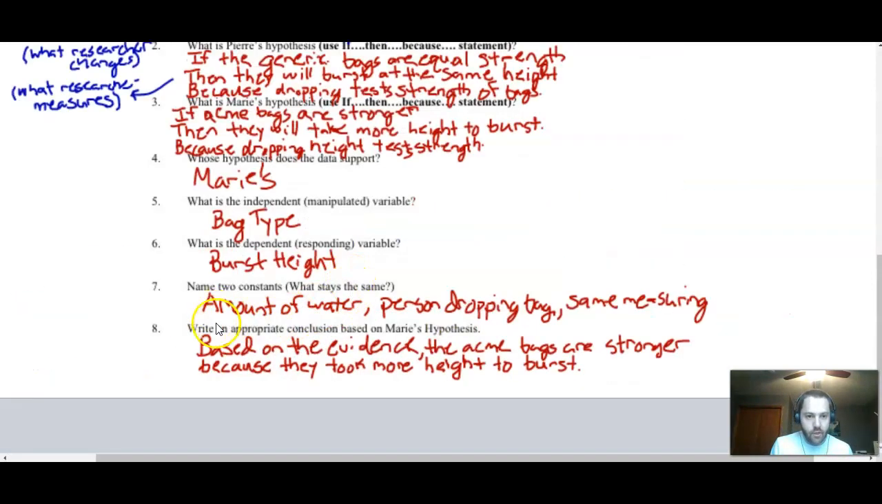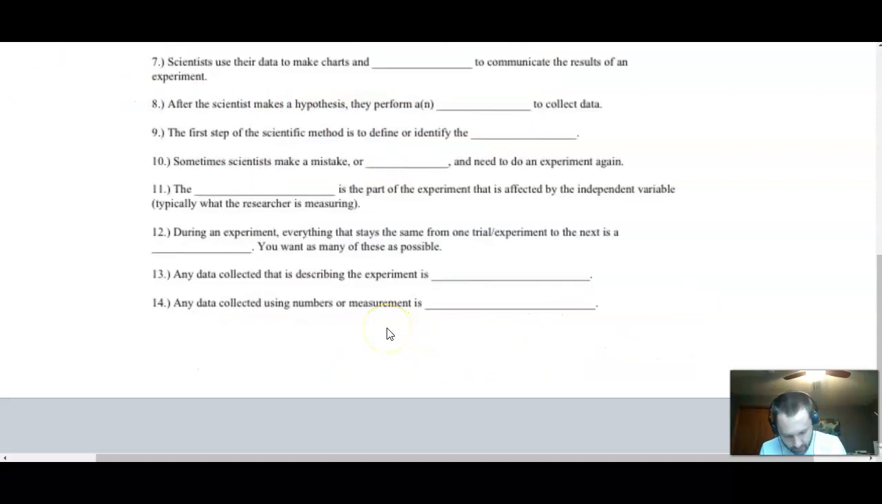After an experiment, scientists write, we actually just did this, on the previous page here, write an appropriate conclusion based on Marie's hypothesis. So after an experiment, we write a conclusion which summarizes the data or the findings.